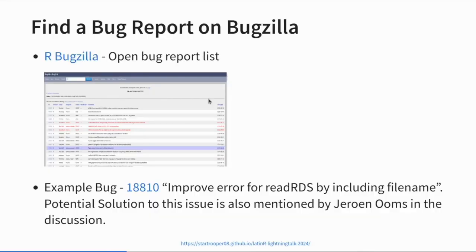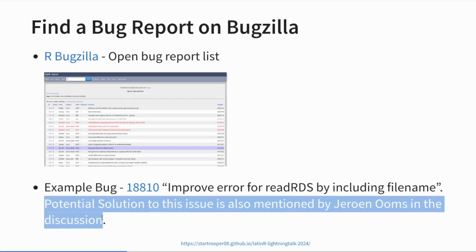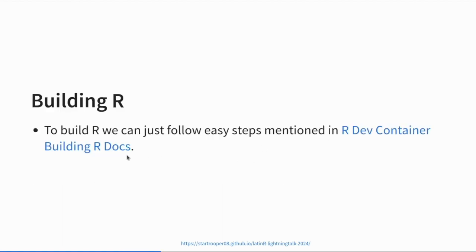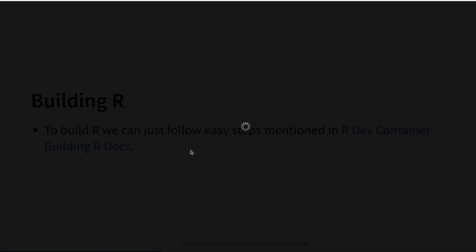So I'll be working on this issue regarding the readRDS function, which reads an R data object. And a potential solution is mentioned by Giron in the R SVN pull request. After that, we can just build R for us.